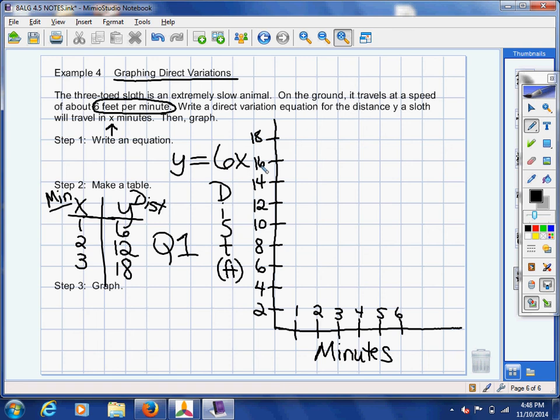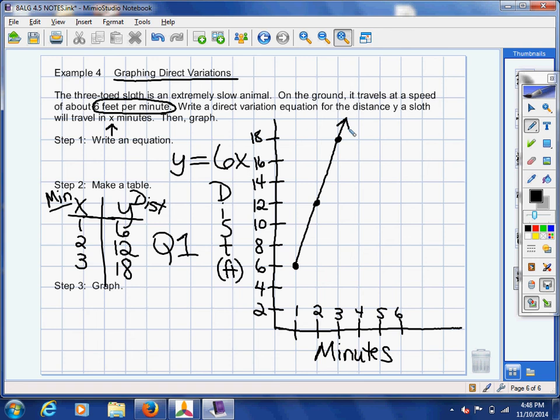So let's start graphing. We've got 1, 6. There it is. 2, 12. And then 3, 18. And there you go. We have definitely a straight line. Now, I told you in the first example, when I was introducing the concept of direct variation, I told you that these types of lines always go through the origin, okay? So does it this time?